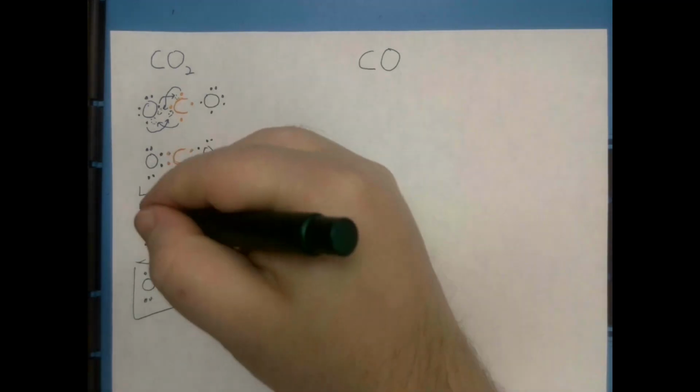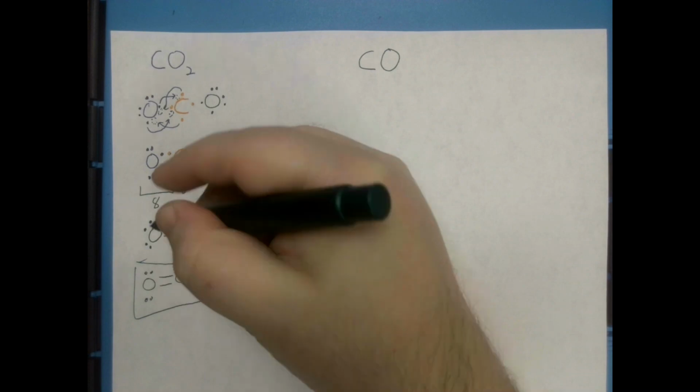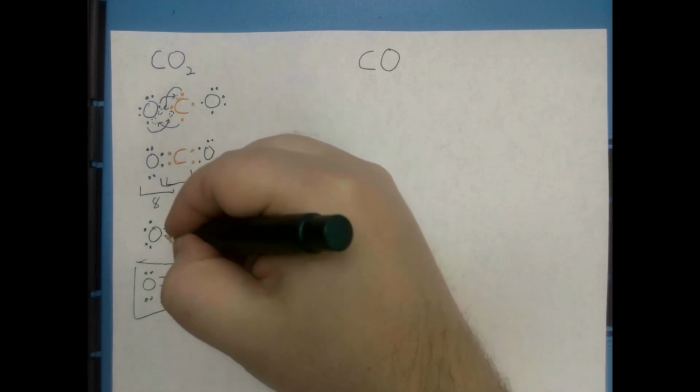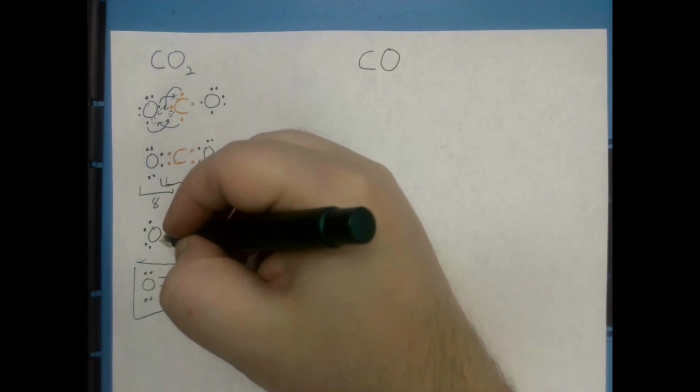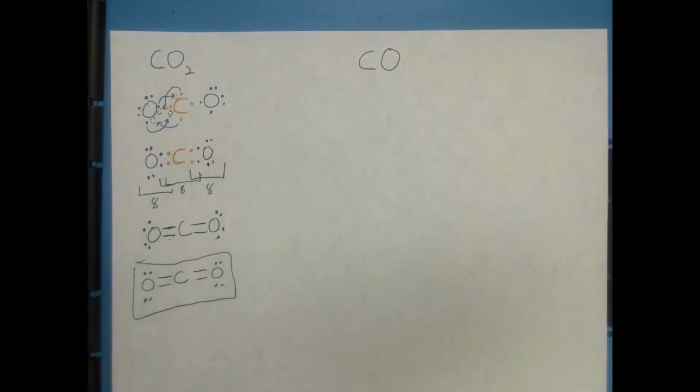By the way, we call a single line a bond. So if we have 2 of them, this will be called a double bond. If we have 1 line, it's called a single bond. And if we have 3 lines next to each other, it's a triple bond. I don't think I've seen anything higher than a triple bond.